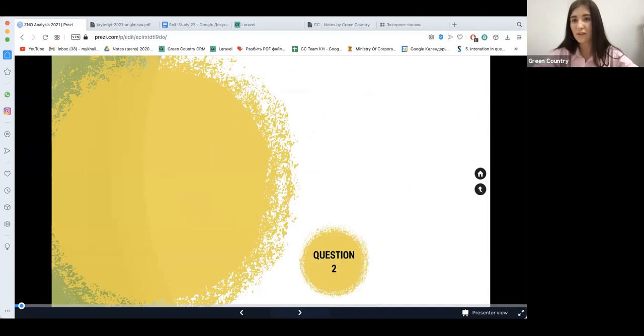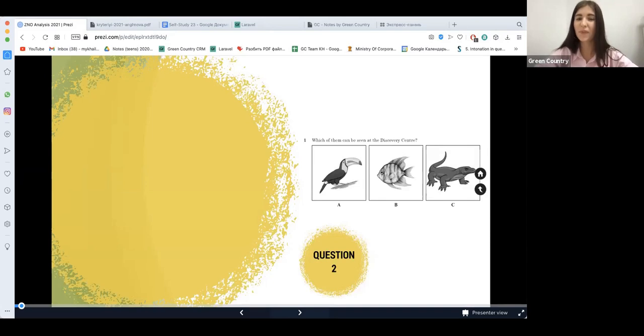As you remember, in the first part of the listening test, we always have the pictures with different options. Let's have a look at this one. How can you make your task easier? First of all, you might just note down the names of the pictures. For example, we have some bird, we have a fish, and some lizard, I suppose. So, when you have everything written down in your answer sheet, in your test, it's much easier to listen and to be focused on the question.